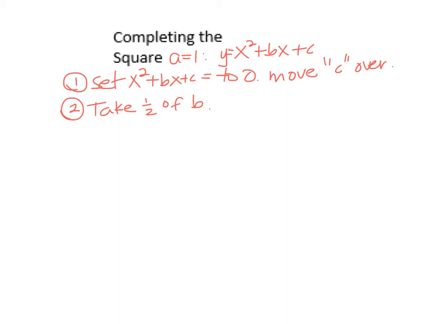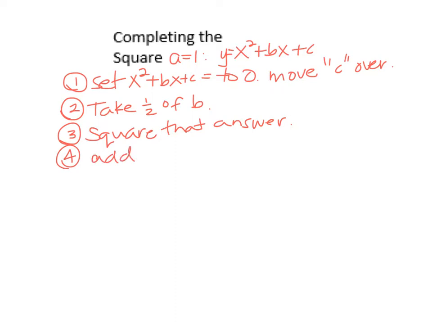Okay, easy enough. Step 3, take the answer you got in step 2 and square it. Now you may have a negative b value, you may have a positive b value. Whenever you square it, you'll always have a positive number in step 3. Step 4, add that to each side.